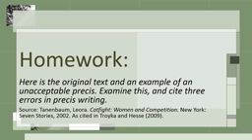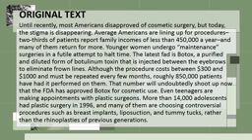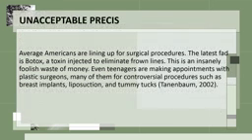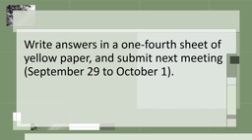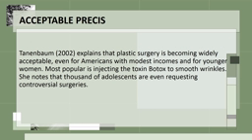Okay, so for your homework, I'll be giving you an original text and an example of an unacceptable précis. So you have to read the text and cite 3 errors in précis writing. So from the 6, cite 3 committed by this unacceptable précis. Write answers in a 1/4 sheet of yellow paper, submit next meeting in class. And I want you to also study this acceptable version of the précis and figure out why this is a good example. Maybe you write your own version as well.